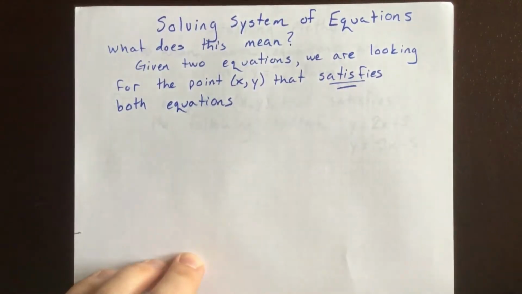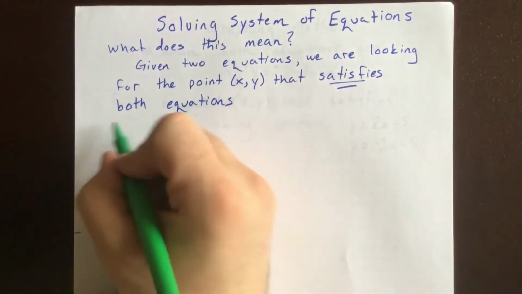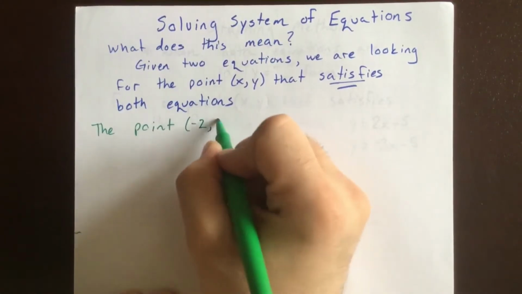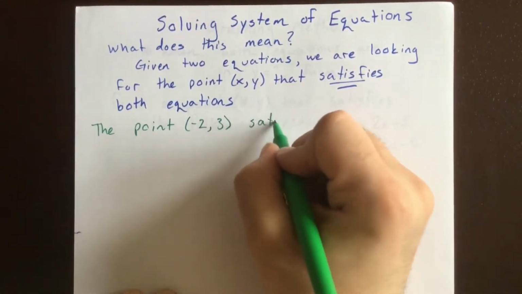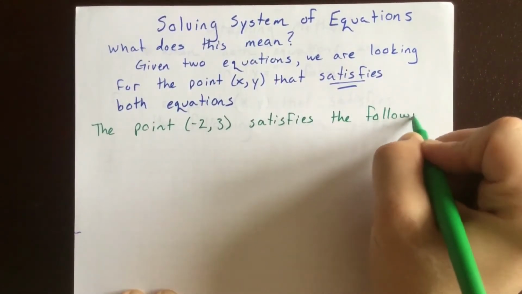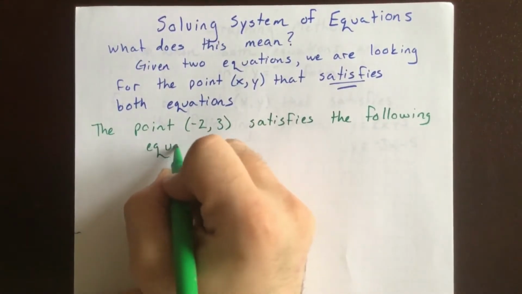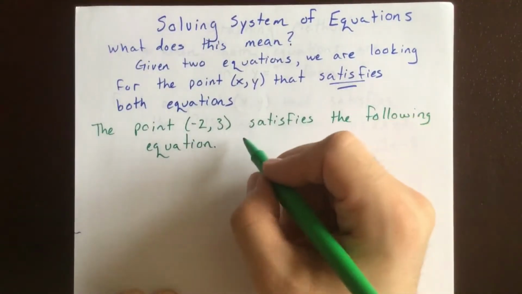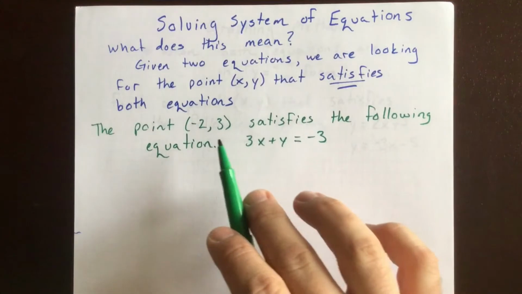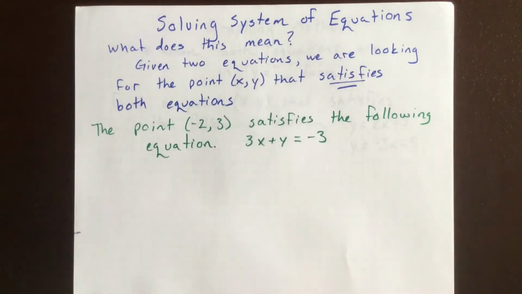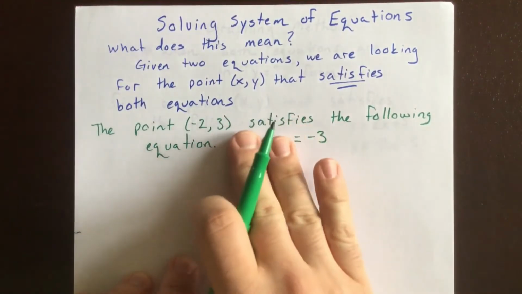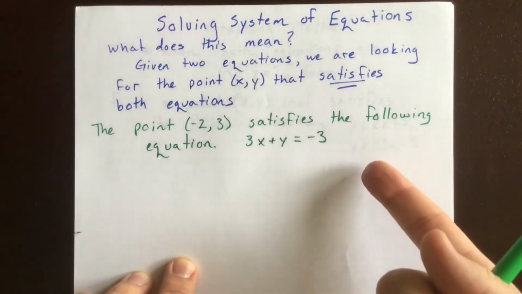So I can tell you, just an example here, the point -2, 3 satisfies the following equation. So the equation is 3x plus y equals -3. I tell you that this point satisfies this equation, and what that means is when I place x and y into this equation, this left side will equal the right side.